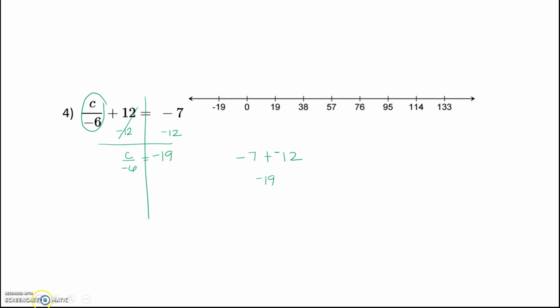Okay. So now, again, I want to get my C by itself. So it says I'm dividing by negative 6. I'm going to do the opposite, and I'm going to multiply by negative 6. So I'm going to do 19 times negative 6. 9 times 6 is 54. 6 plus 5 is 11. So I have C equals 114.